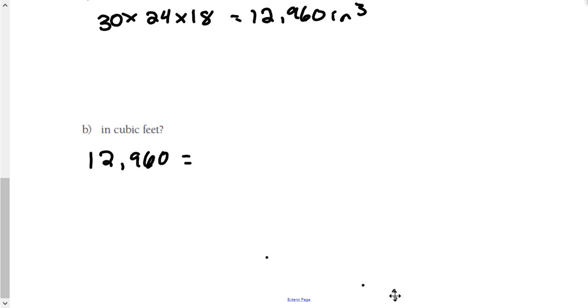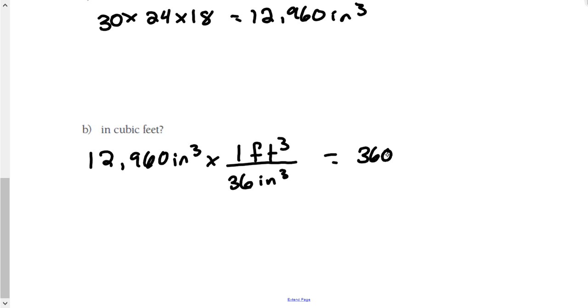In cubic feet, we convert this. Oops, that's not what I wanted to say. These dots. Inches cubed times by 1 foot cubed is 36 inches cubed. Should be 360 feet cubed. No, I did something backwards. Let's erase. That is not how that works. Unfortunately, I did some multiplication wrong.